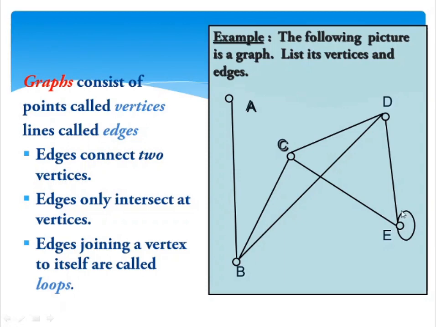Now you can see that there is a loop. What do I mean by loop? You can see that an edge is joining a vertex to itself. This is an edge which starts at the vertex E and ends at the vertex itself. So it is the loop, right?